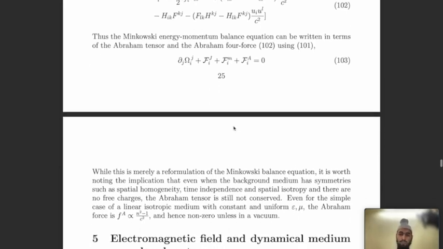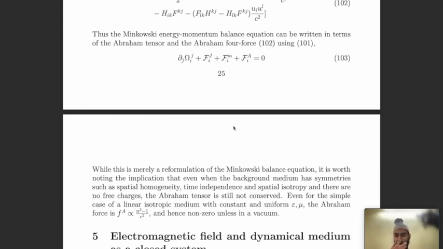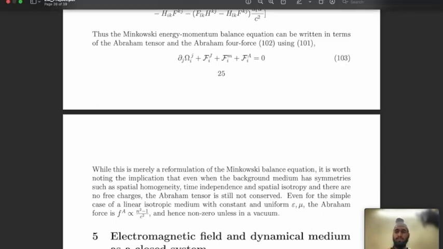For example, consider the simple case when you have a linear isotropic medium. You have constant and uniform permeability, permittivity. The Abraham force is still proportional to n squared minus 1 by c squared, n being the refractive index. So unless we are in a vacuum, the Abraham force is in general never zero, and so your Abraham stress energy tensor is in general never conserved. So this is something we lose when we symmetrize the Minkowski tensor. Again, which tensor you want to use becomes a matter of convenience.